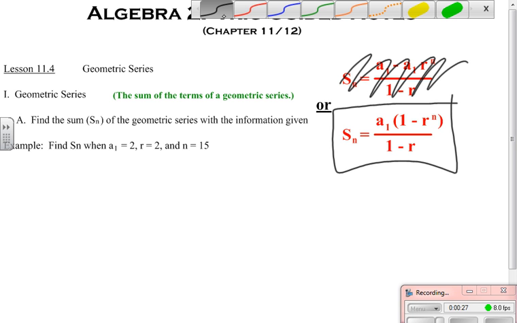Our n is still our n. This is the sum of n terms. Our a1 is still our a1. R is our common ratio, and here's our n, and here's our r. Plug and chug mathematics. So here we go.